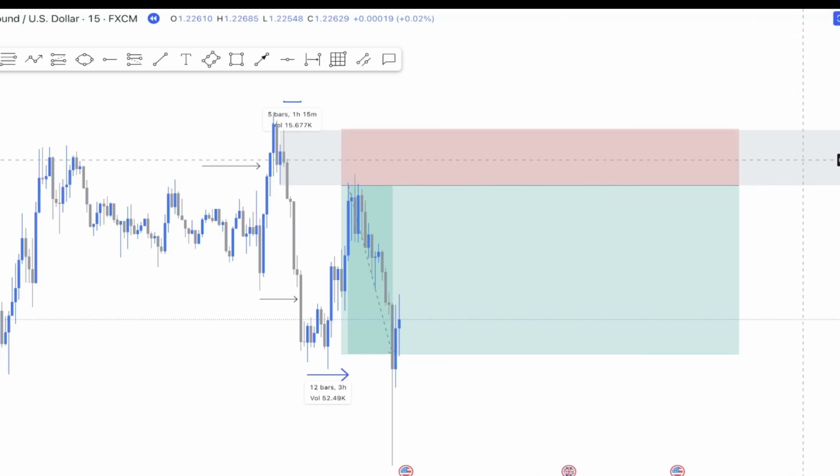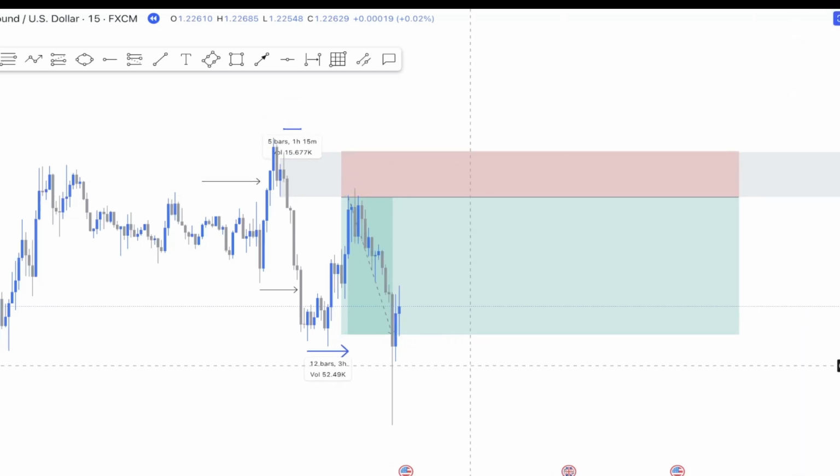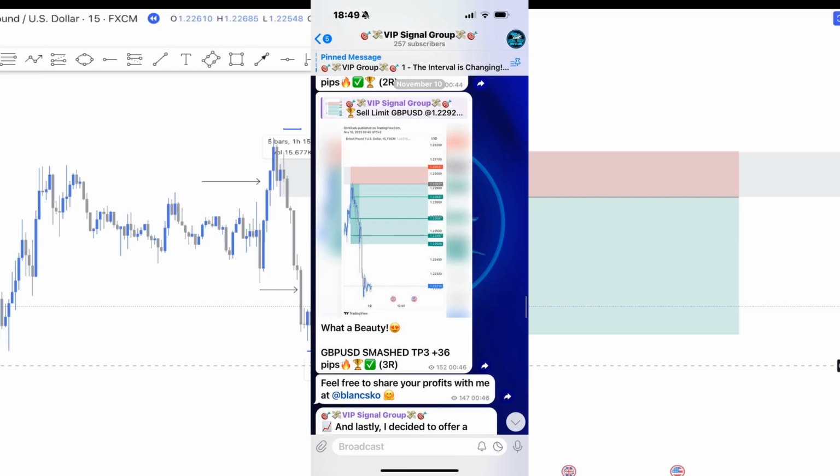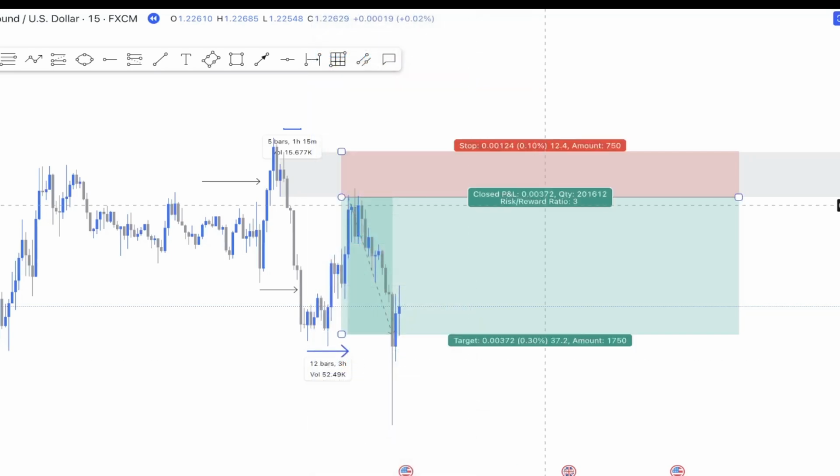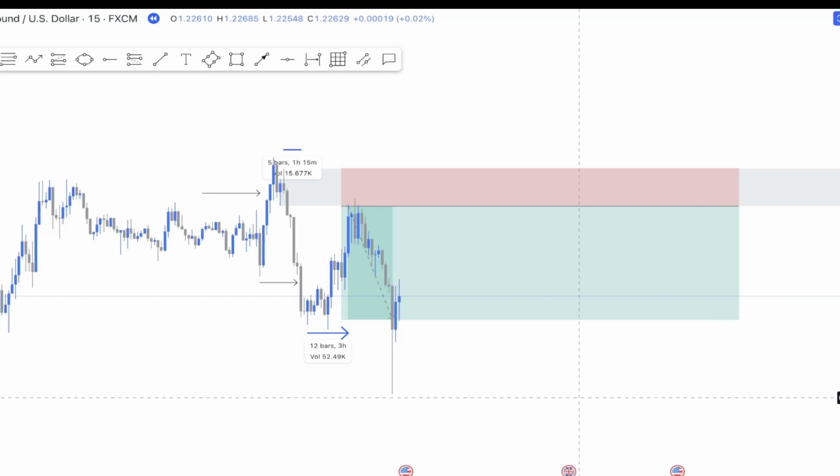Okay, so it was a very beautiful trade. And of course, I will attach a picture on the screen right now to see exactly when I updated that. This trade smashed all the targets in the SMC group. And now I will go over the second example, which will be a Euro USD buy limit.